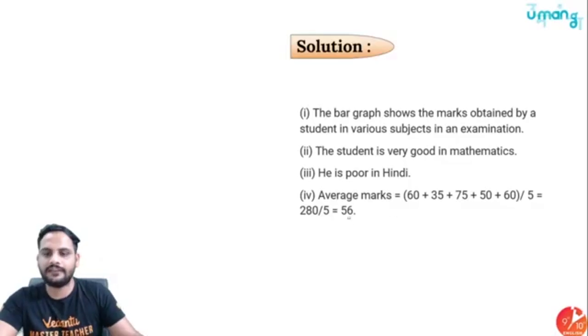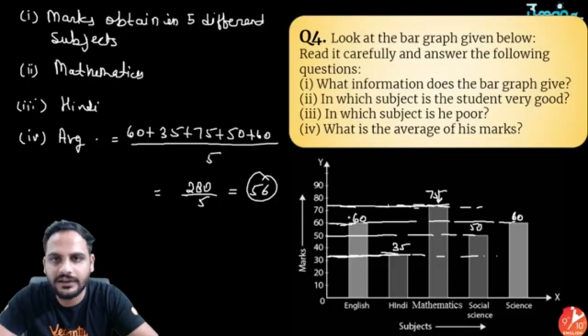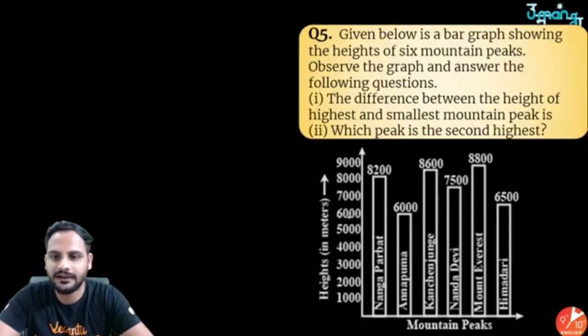So he has an average of 56 marks. Got it? As simple as that. Right? Let's go for the next question.